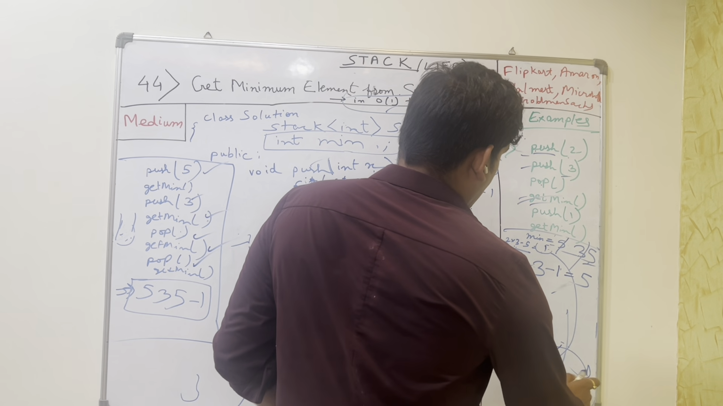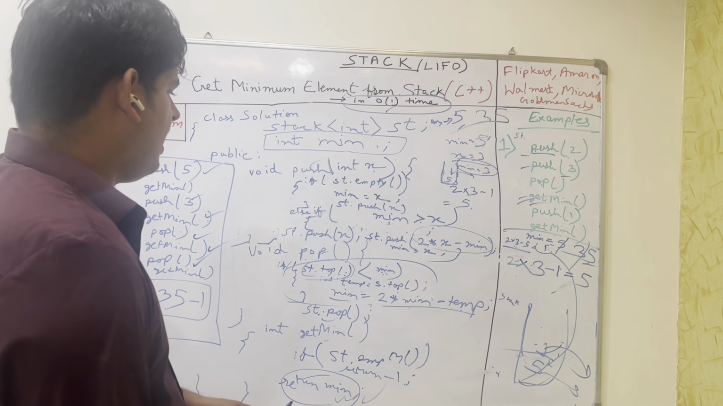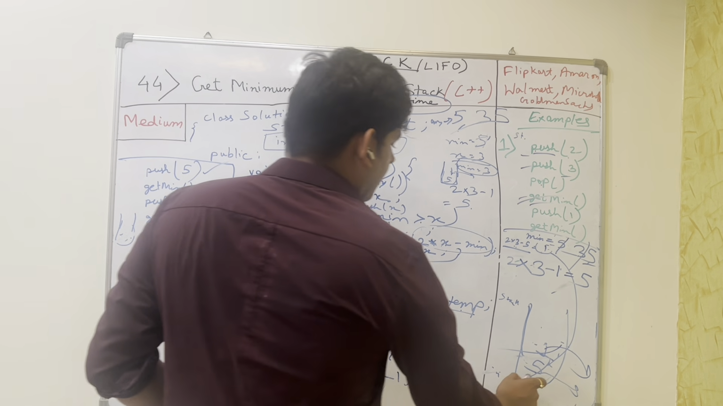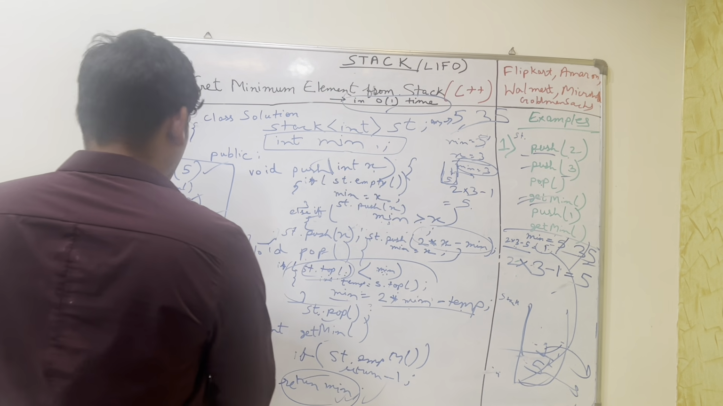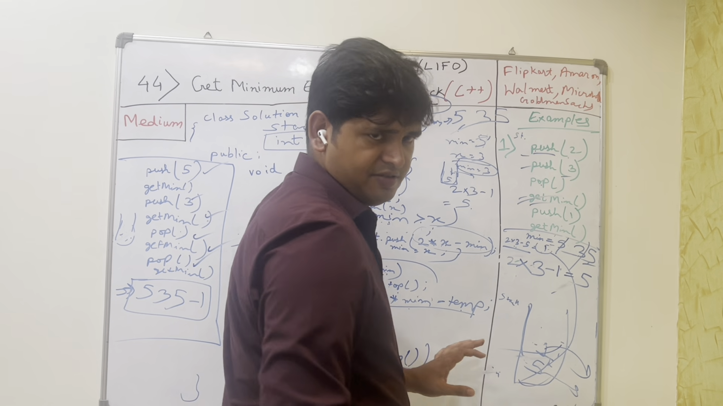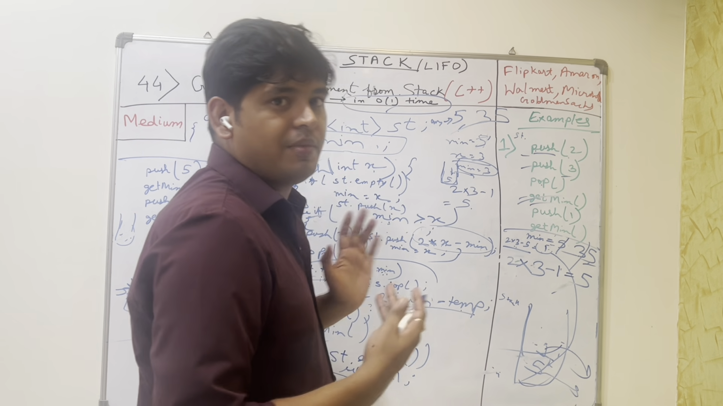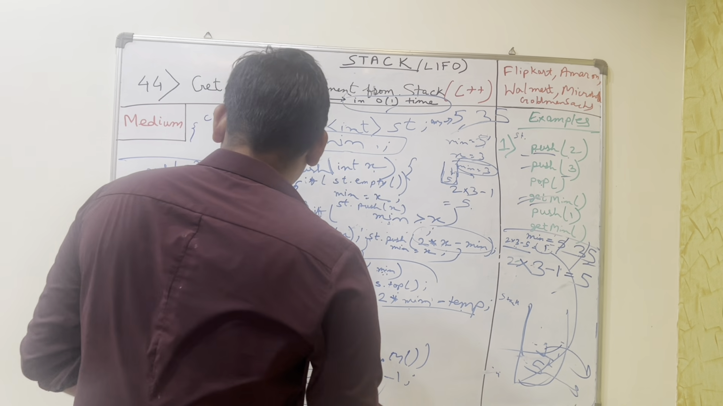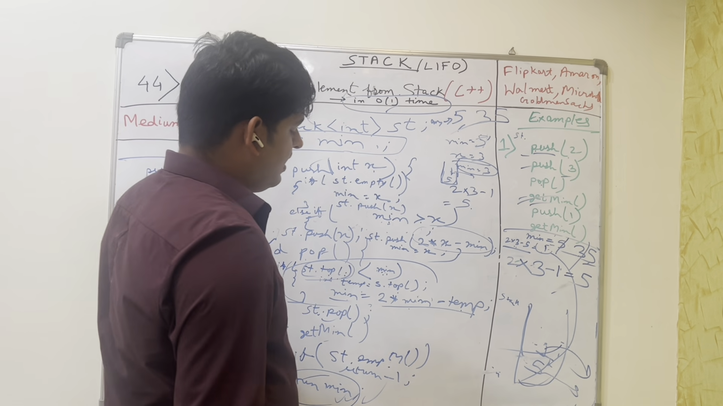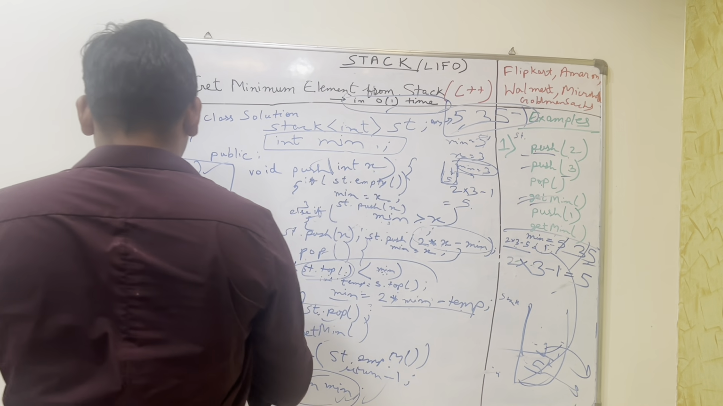So 5 is popped out, the stack is empty, and then this is done. So stack becomes empty and min value is still 5. Min value has not changed, but it actually should be minus 1, but it would be automatically minus 1 because the stack is empty. Okay, so this is done. When we call getMin again, we see the stack is empty and we will return minus 1. So this is minus 1. So this is our answer and this is done.